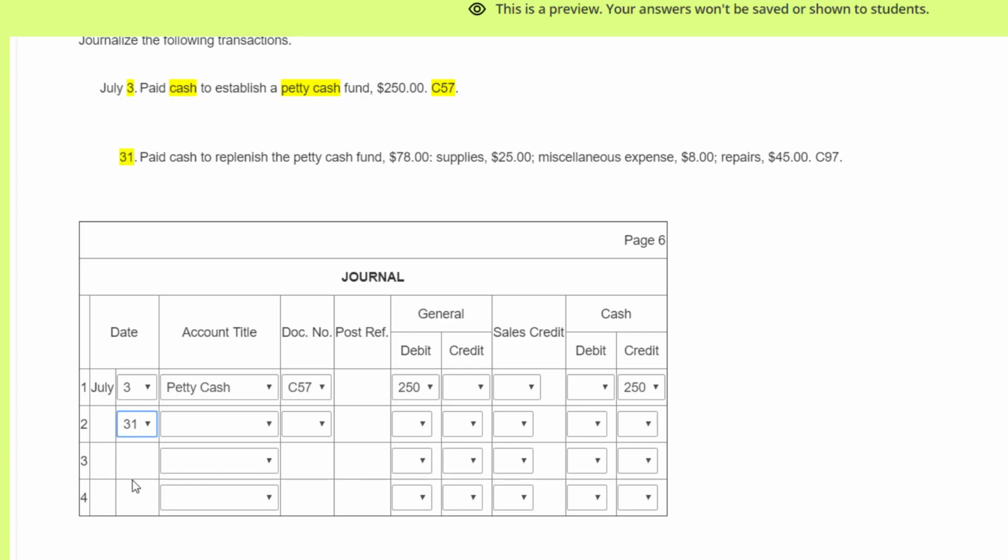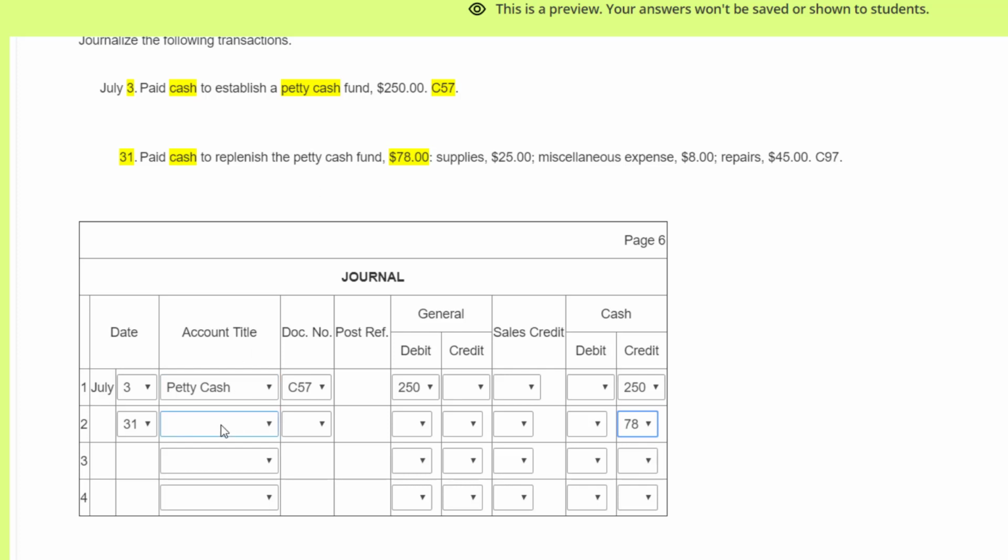So I can drop in the 31st. And again, it says paid cash. So I'm going to go over to the cash column, and if I pay cash, that's a credit. Now, I want to know how much. The total cash that I paid here was $78, and I will drop that total amount there. Okay. Then it says to replenish the petty cash fund.